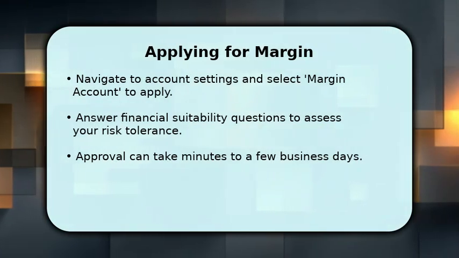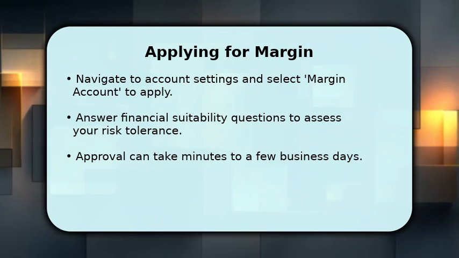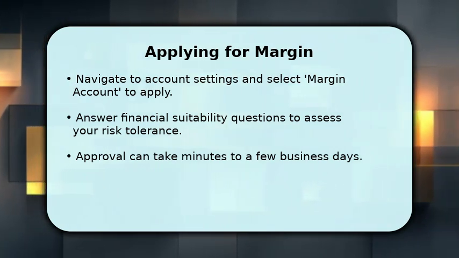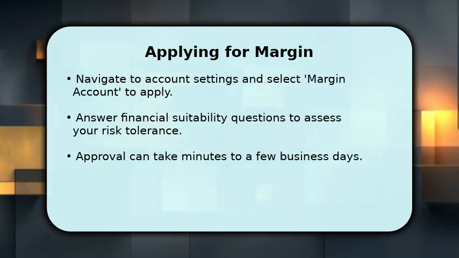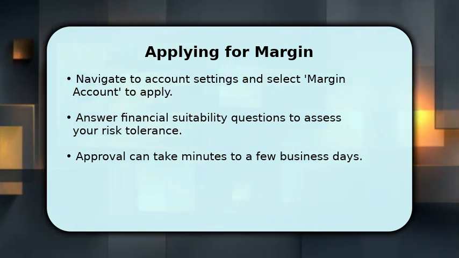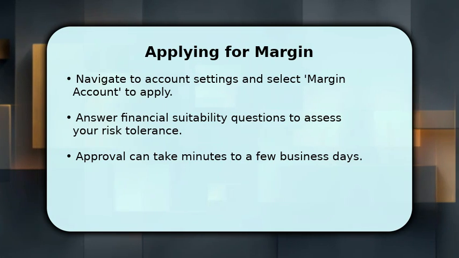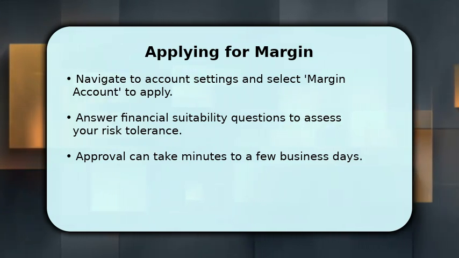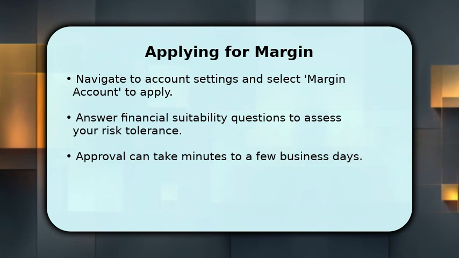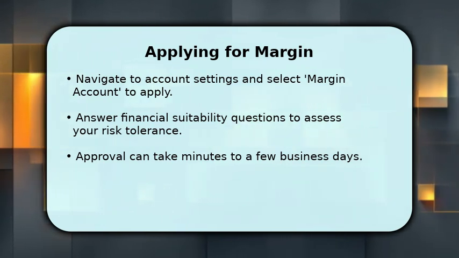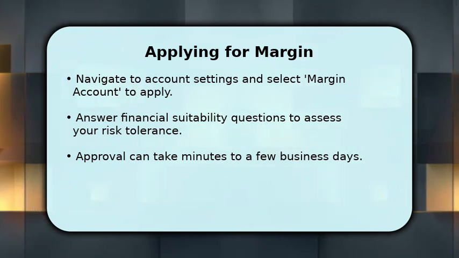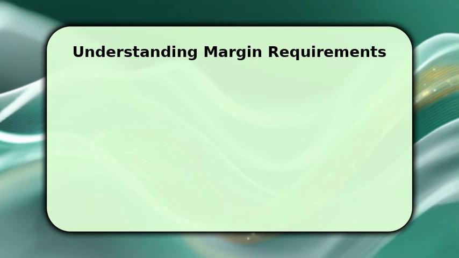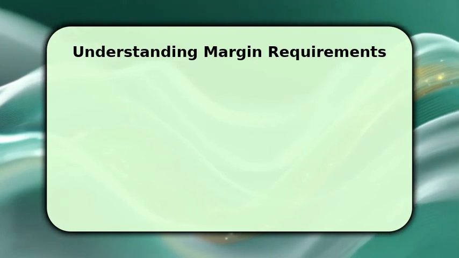Applying for a margin account is straightforward. Open the Webull app, go to your account settings, and look for the margin account option. You'll complete an application that includes financial suitability questions to ensure margin trading is appropriate for you. Once submitted, Webull will review your application, which typically takes anywhere from a few minutes to a couple of business days for approval. Once approved, it's crucial to understand margin requirements.